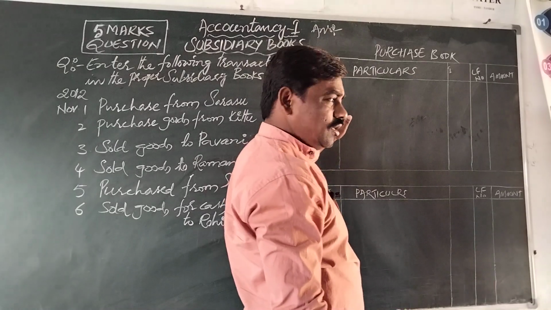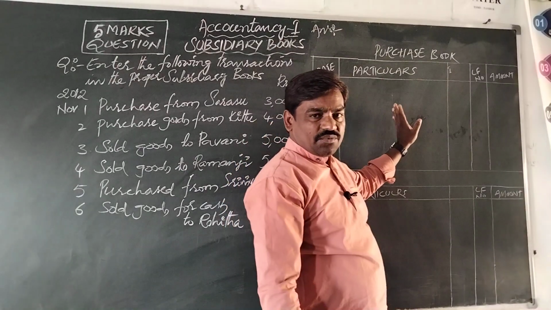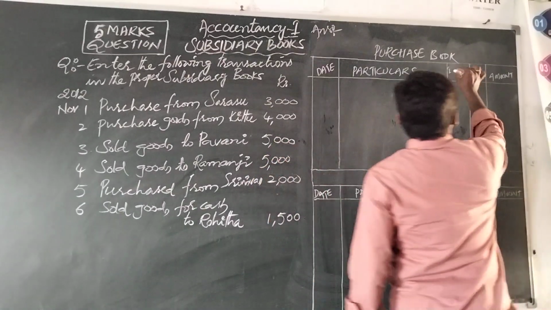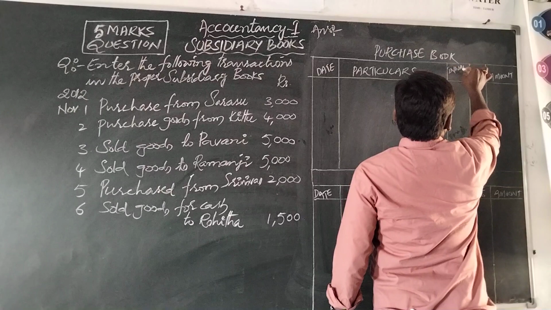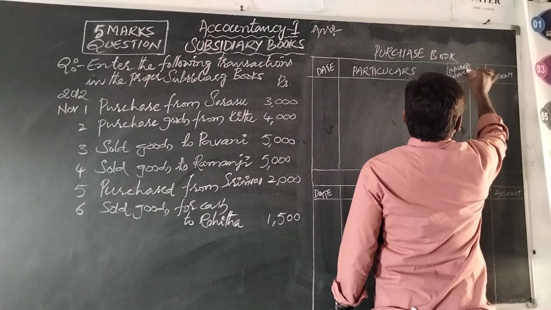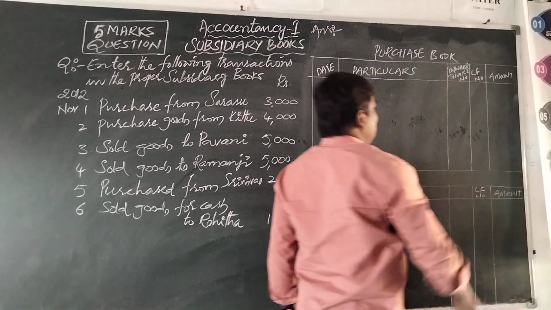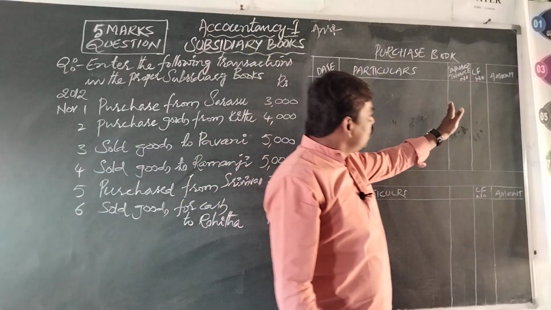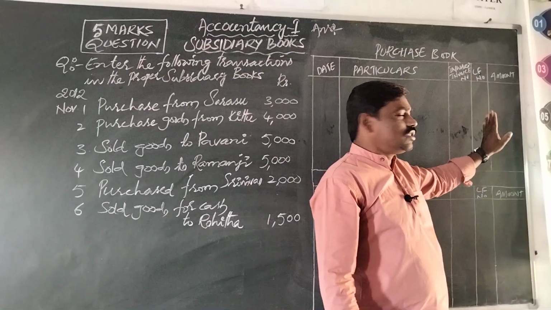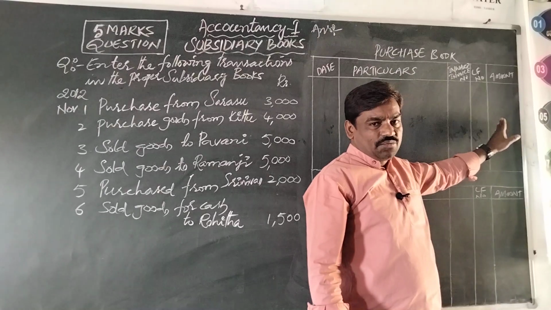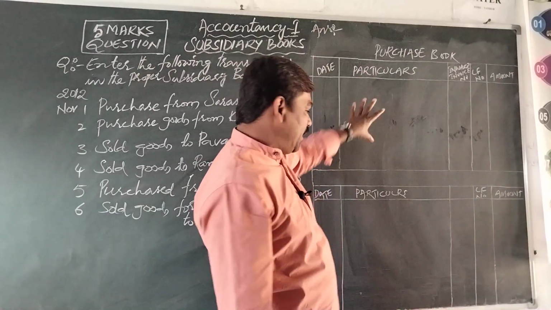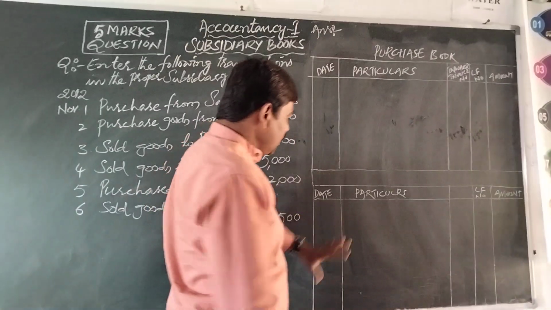The first column is meant for date, the second column is meant for particulars, and the third column is meant for inward invoice number. To record the inward invoice number, we use the third column, and the fourth column is the LF number, also called ledger folio number, and the fifth column is meant for amount. So the purchase book pro forma is prepared, and we come to prepare the sales book pro forma.